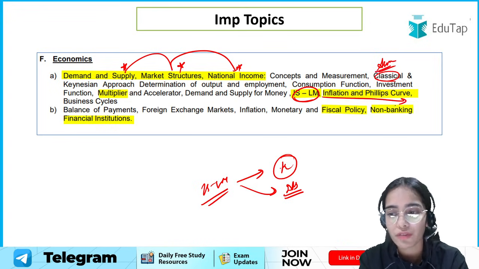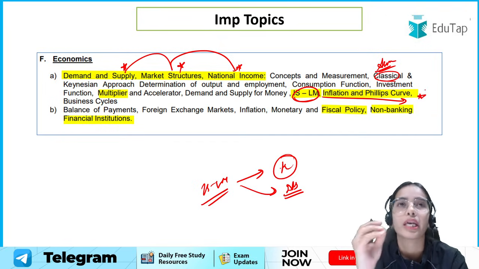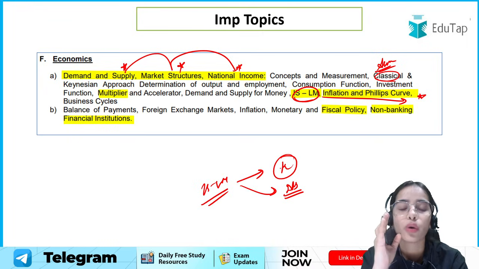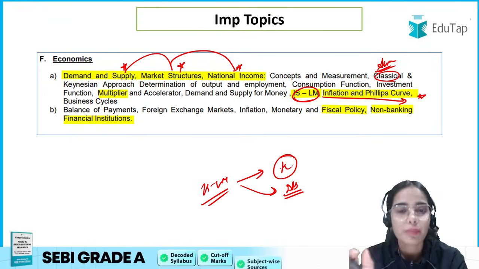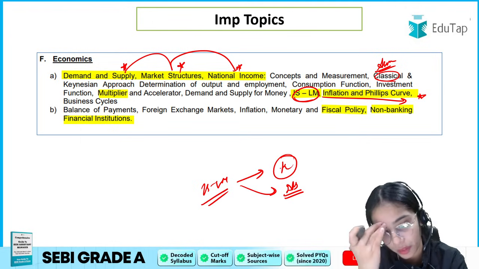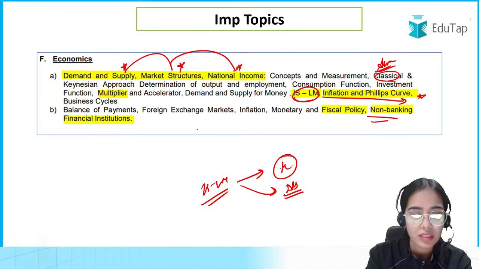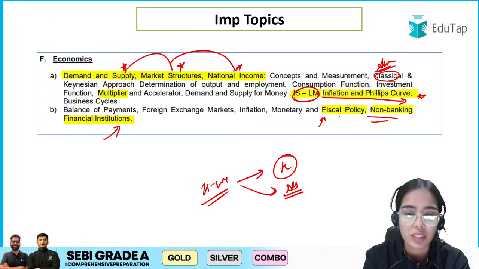Okay, inflation and Phillips curve, this chapter is very, very important. I cannot tell you enough how important the inflation and Phillips curve is, because in the past years we have seen multiple questions from the inflation and Phillips curve topic. Okay, the NBFCs, this chapter is also important. Fiscal policy chapter is important.